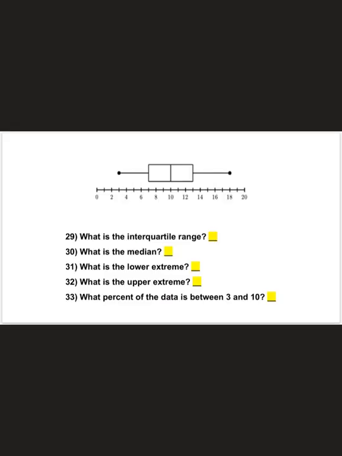All right, 29 to 33, all I have to do with this box plot. So 29 says, what is the interquartile range? Remember, interquartile range is the upper quartile, so 13, minus your lower quartile, 7. 13 minus 7 gets us an interquartile range of 6. Number 30, what is the median? Your median is just your middle line in the middle of that box. So our median is 10.